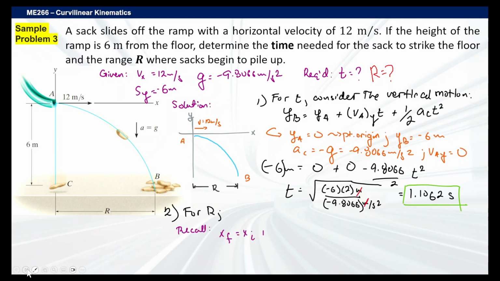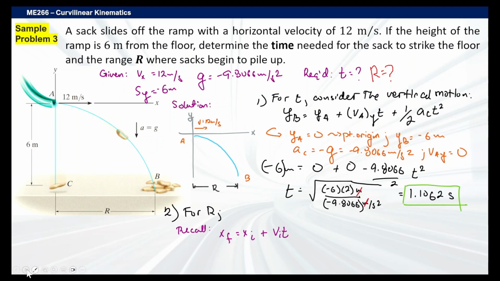If you recall, xf equals xi plus vit. So in this case, we have the initial position, which is 0, and we have the initial velocity, which is 12 meters per second. We now have the total time from TAB, 1.062 seconds. And all we have to do is just find the final position, xf.